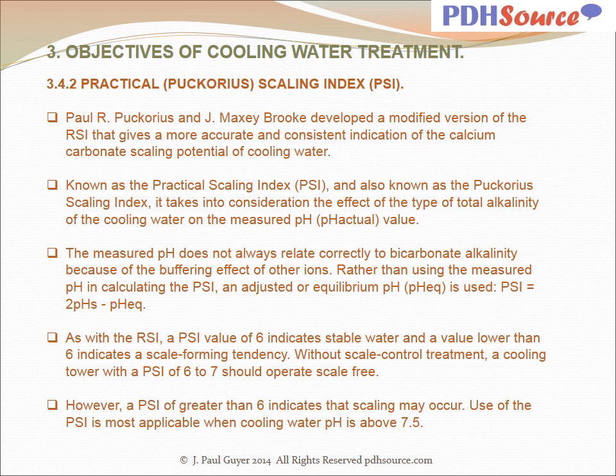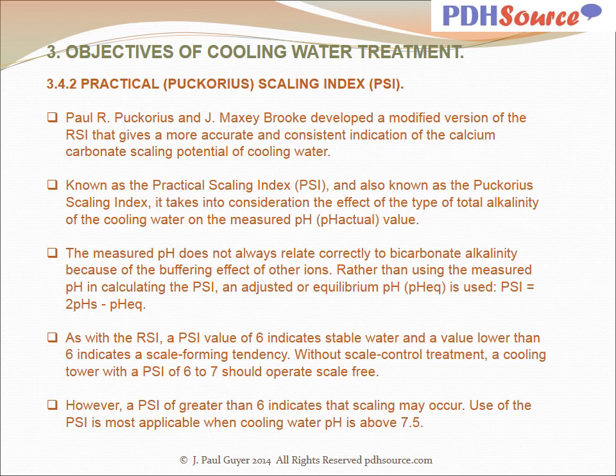It takes into consideration the effect of the type of total alkalinity of the cooling water on the measured pH, the pH actual value. The measured pH does not always relate correctly to bicarbonate alkalinity because of the buffering effect of other ions. Rather than using the measured pH in calculating the PSI, an adjusted or equilibrium pH is used. PSI is equal to 2 times the pH saturation minus the pH equilibrium.